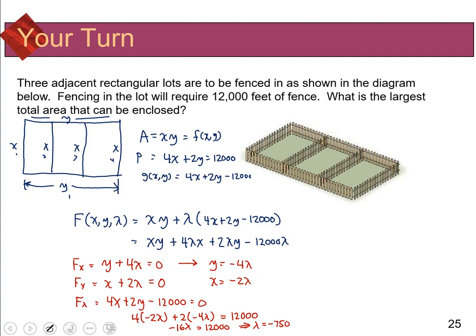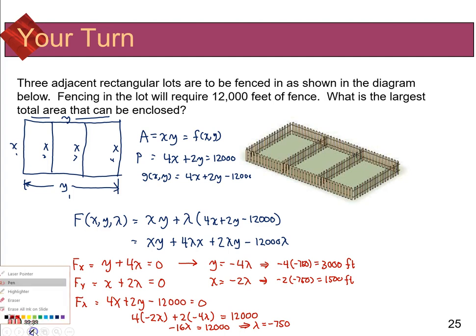So for our cases here, negative 4 times negative 750 is 3,000. X being negative 2 lambda is going to be negative 2 times negative 750, which is 1,500. And these are in feet. That would be the dimension. I'm not looking for the dimension. I'm looking for the largest total area enclosed. Always make sure that you are answering the question.